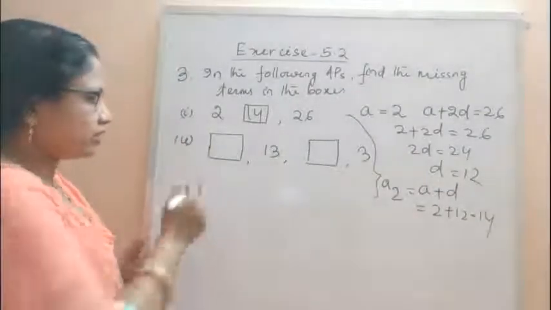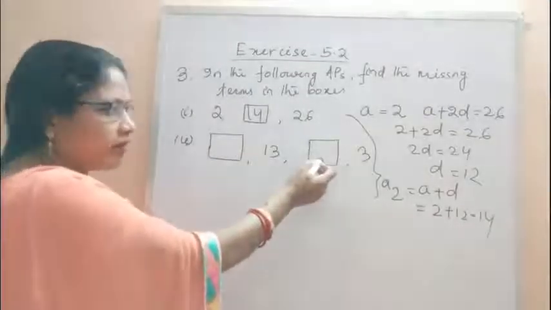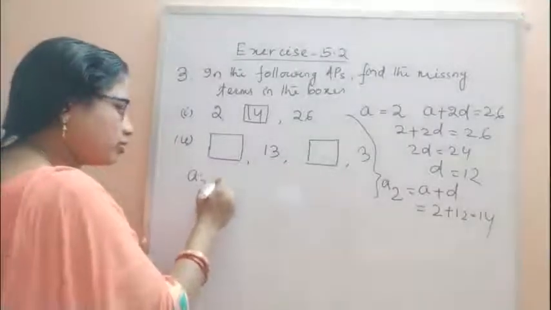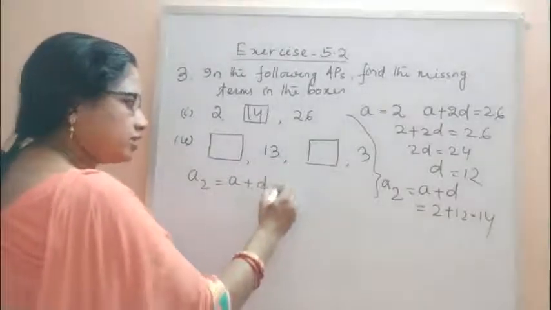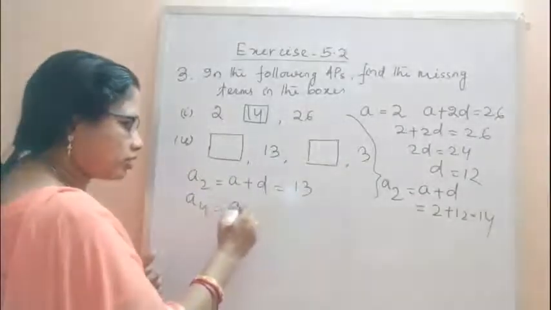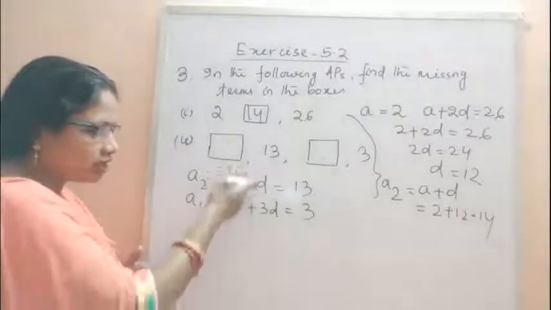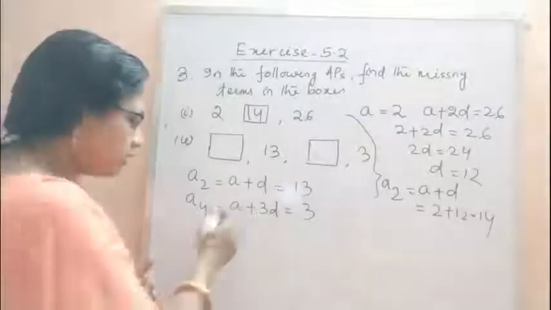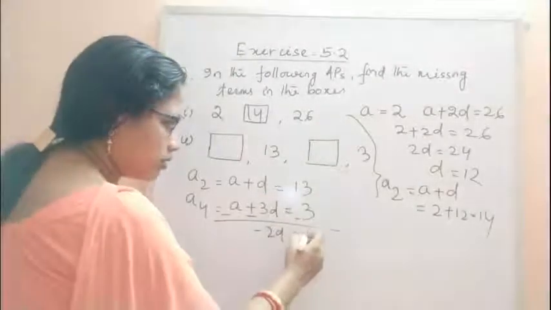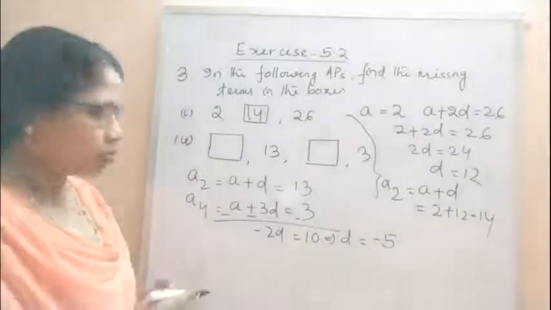Then the second bit. So a is not given, and a3 is not given. Then a4 is given and a2 is given. So what is a2? That is a plus d is equal to 13. Then the fourth term a4, that is a plus 3d, is equal to 3. So by solving these two equations we have to find a and d. So subtract: minus 2d is equal to 10, so d is equal to minus 5.